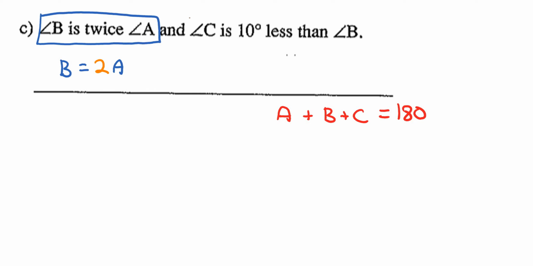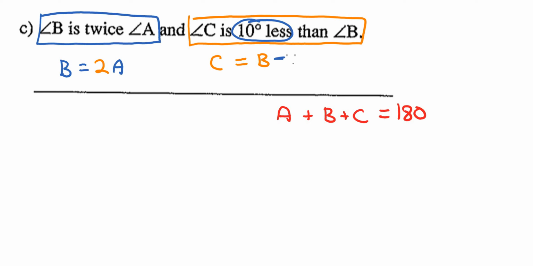Okay, and then over here I have angle C is 10 degrees less than angle B. So that means angle C is smaller than B, right? So if I write down C equals B, this means the two angles are equal. But I know angle C is smaller because it's 10 degrees less than B, so I need a minus 10 on the B. Now, if you read this from left to right, this means that angle C takes on the value of angle B, then minus 10 degrees, right? That ensures that C is actually smaller.